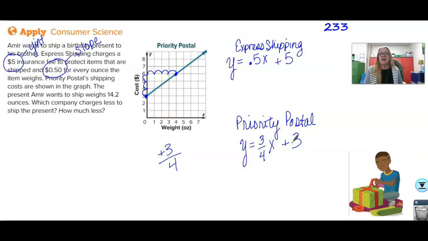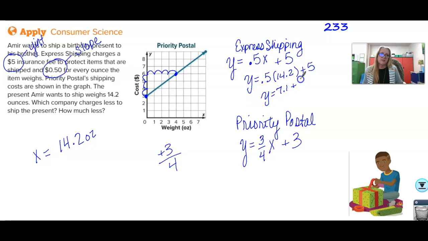But the question is, Amir wants to ship a package that weighs 14.2 ounces. Which company charges less and how much less? So they're saying when X is 14.2, which one's cheaper and by how much? Gonna need a calculator for this. All right, so express shipping, we go y equals 0.5 times 14.2 plus 5. The first thing you do is this multiplication problem. 0.5 times 14.2 is 7.1, plus 5 gives us 12.1, which is actually $12.10. That's what express shipping will charge him for the package.